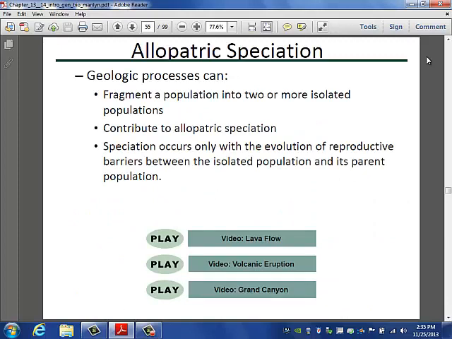So geological processes can fragment a population into two or more isolated populations, contributing to allopatric speciation. Speciation occurs only with the evolution of reproductive barriers between the isolated population and its parent population. So again, it all comes down to, is this species able to reproduce and pass those changes on to what? Offspring.